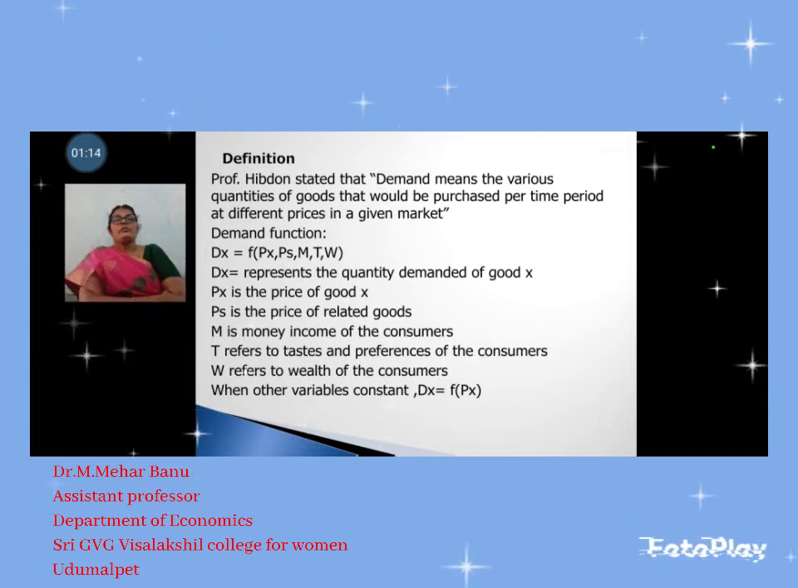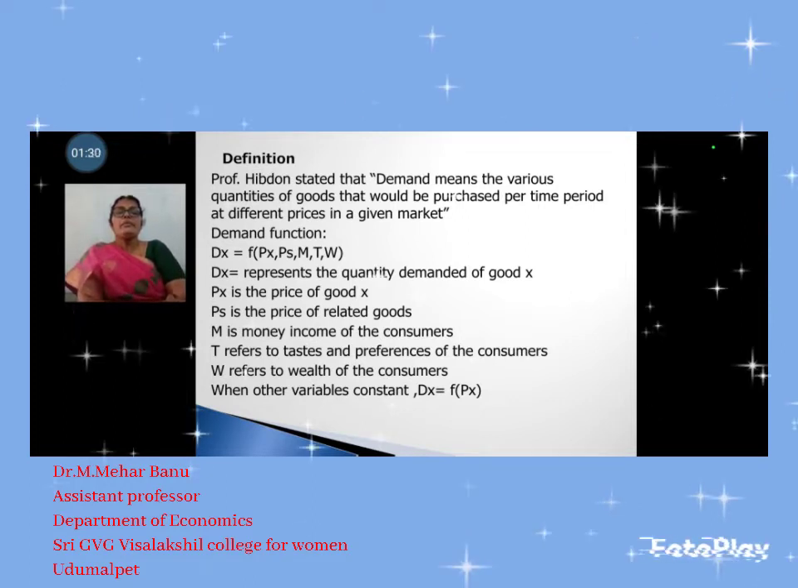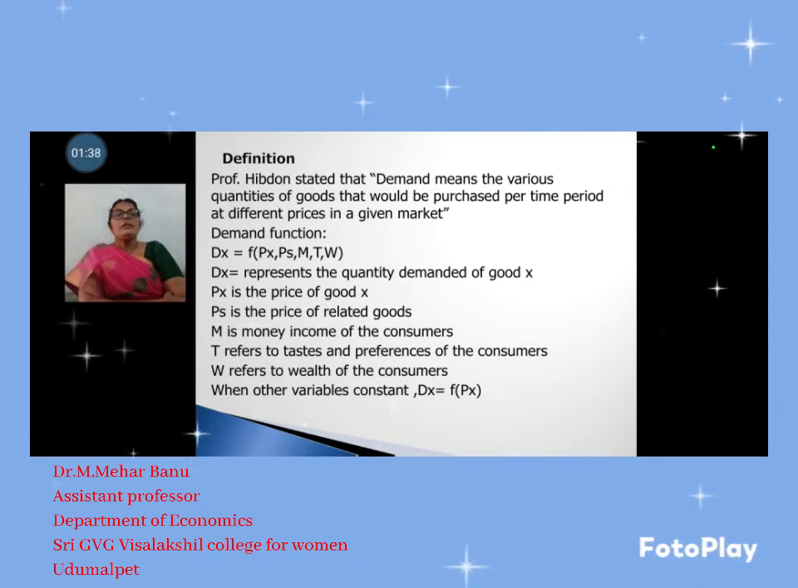Demand function. So we have a function regarding demand. The variables represented in the demand function are Dx is equal to f of Px, Ps, M, T and W. Dx means the quantity demanded of good X. Px means the price of good X. Ps is the price of related goods. M represents the money income of the consumers. T refers to taste and preference of the consumers. W refers to the wealth of the consumers.